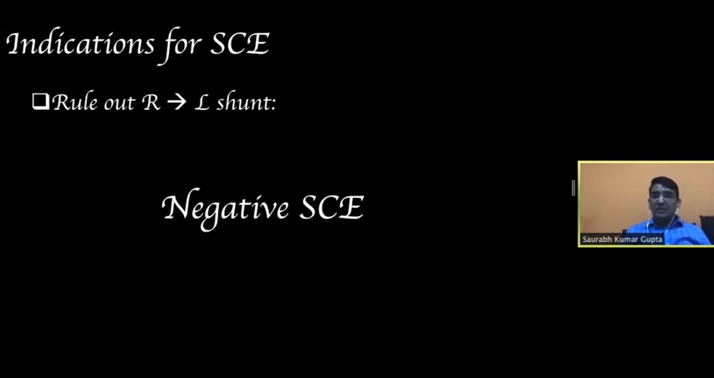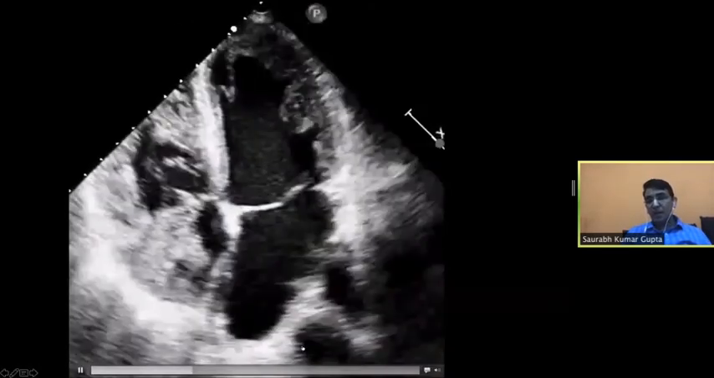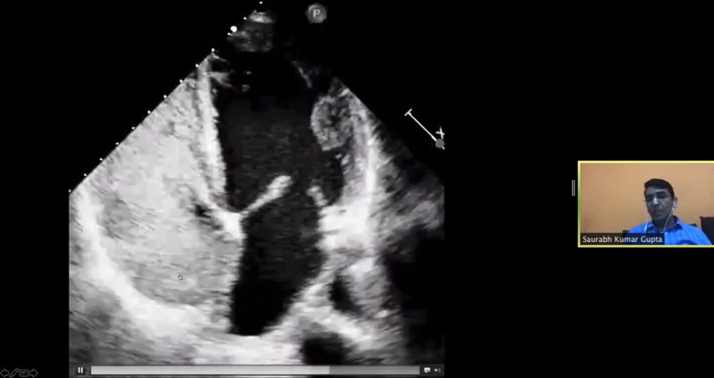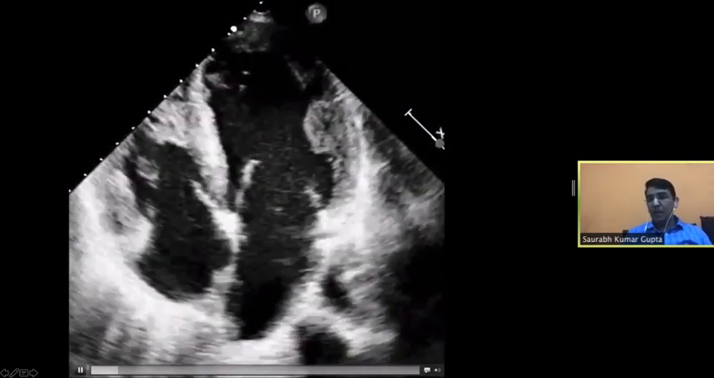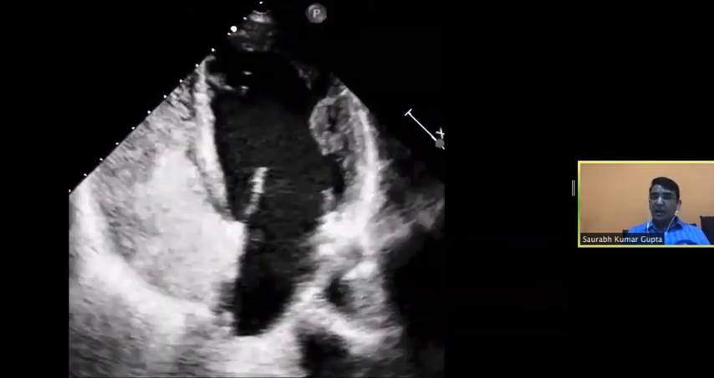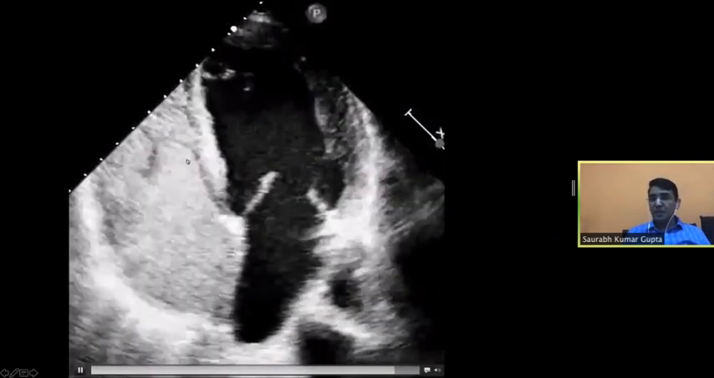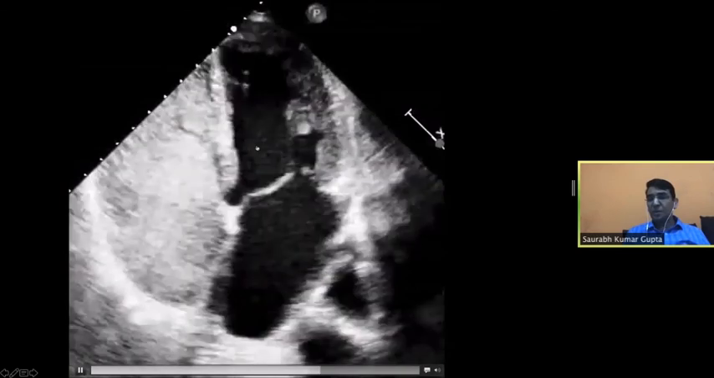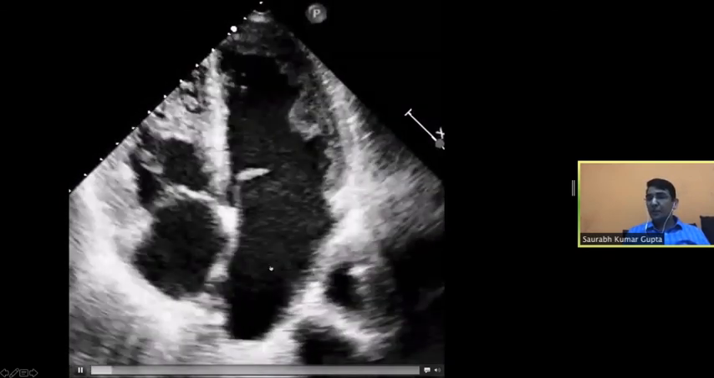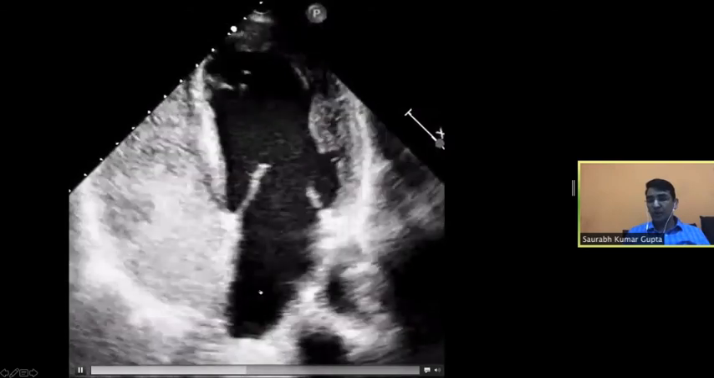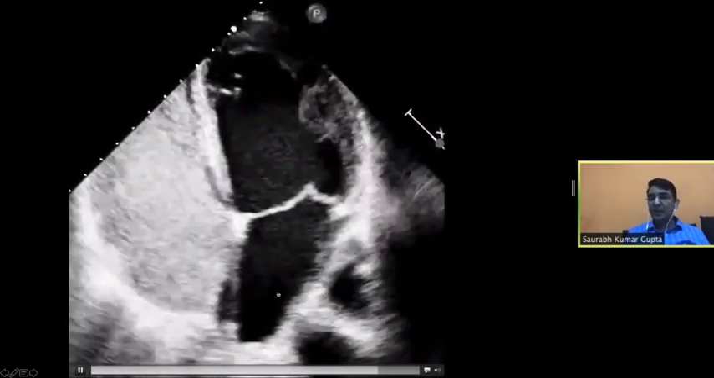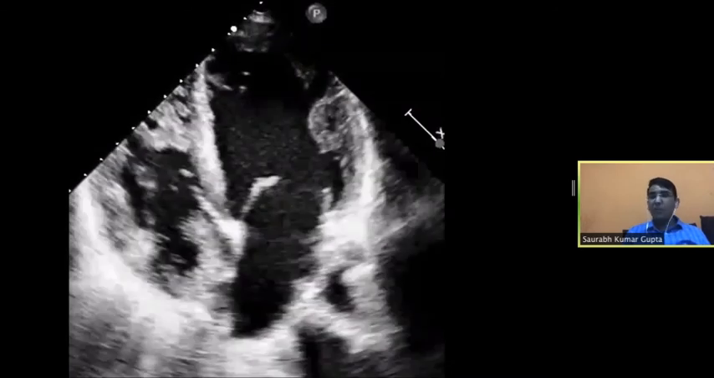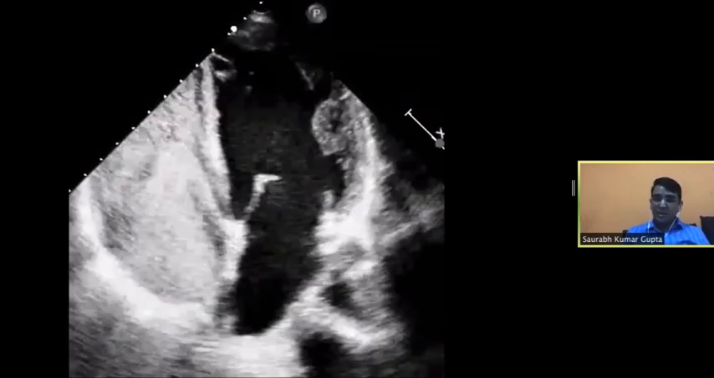Now, the next one is to rule out right to left shunt, and that is what we call negative saline contrast echo. And I'll tell what it is. When we inject in any peripheral vein, because the microbubbles are big, more than 10 micrometers, they are trapped in the lungs and filtered out from the circulation, and they do not reach the left heart. So the left atrium and the left ventricle remain clean, free of any bubbles, as you can see over here. If you don't see a bubble, you practically rule out right to left shunt. Minute maybe, but any significant shunt is ruled out.